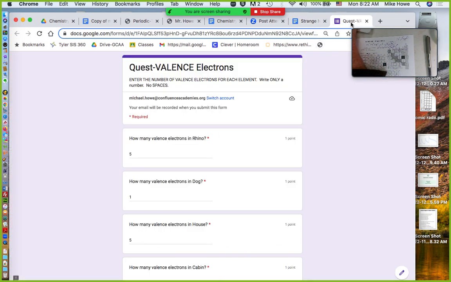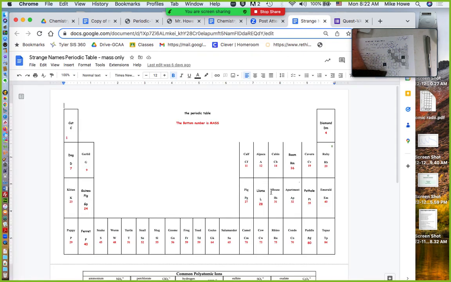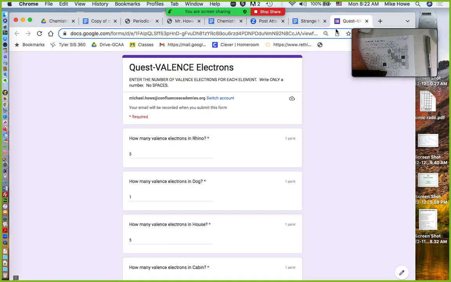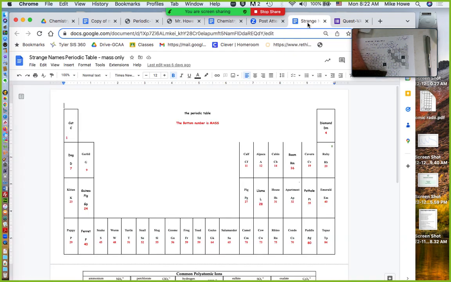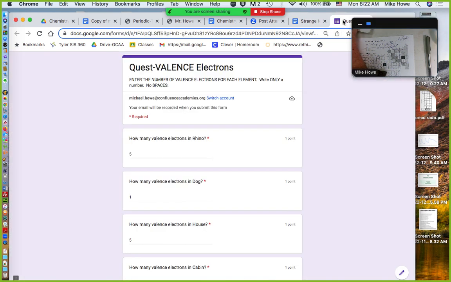So the first one was rhino. So rhino was right here. Notice it's in the 1, 2, 3, 4, 5th column, so it'd be 5 in the outer shell, and that's why the answer is 5 for rhino. Then dog, go back to the strange names table. Dog's in the 1st column. That's why the answer was 1 for dog.